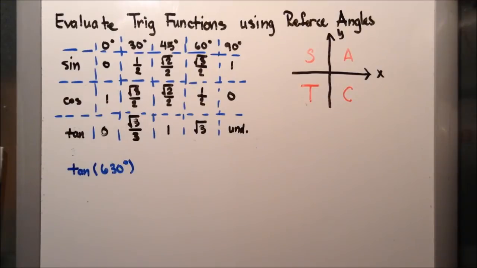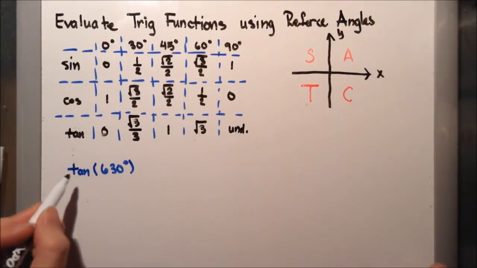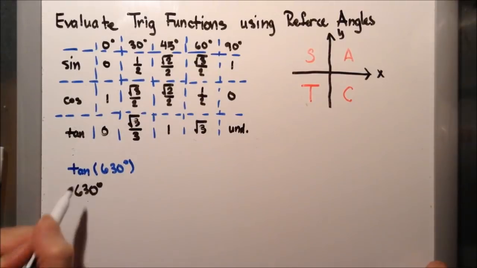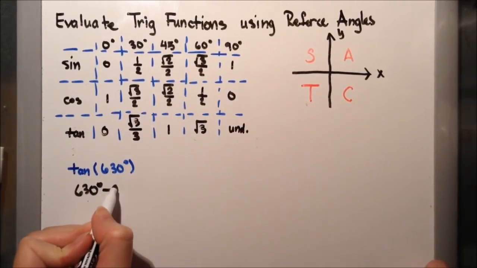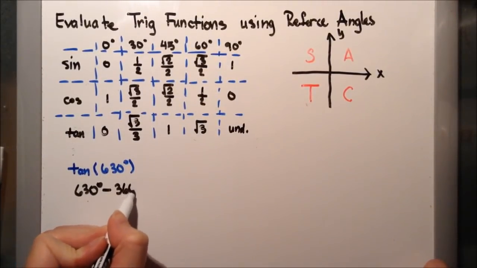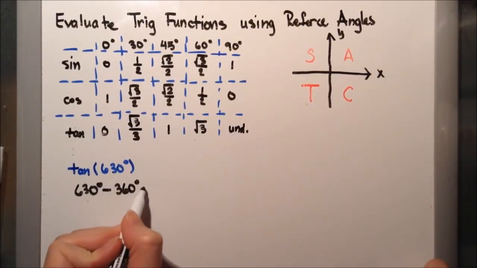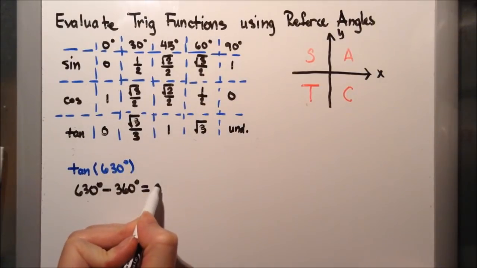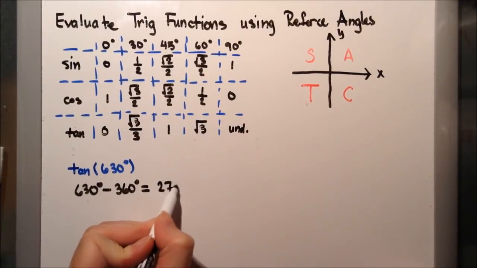So what I mean is, here, our given angle is 630 degrees. What we're going to do is make it smaller by taking away 360 degrees from 630. Doing so, 630 degrees minus 360 degrees will be 270 degrees.